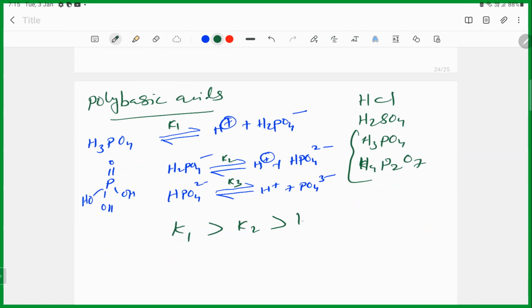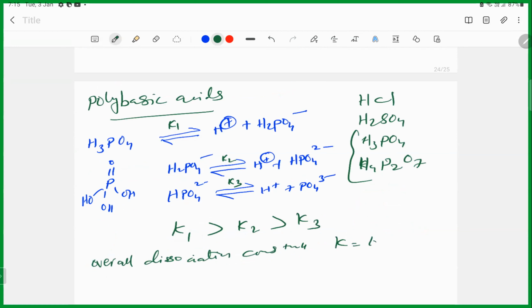So if you want to calculate the overall dissociation constant, the overall dissociation constant K becomes K1 into K2 into K3. So this value is very small when compared to K1.